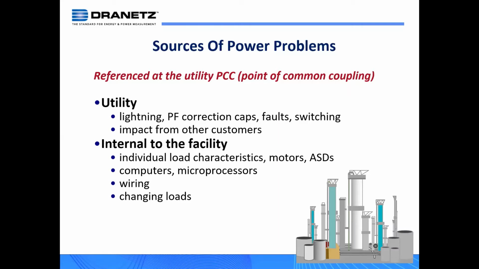Well, virtually anything can happen downstream in the facility. But you tend to have individual load characteristics: motors, adjustable speed drives, computers, microprocessor controlled things, wiring, changing loads. So any type of load that you have downstream or wiring can become the potential for an issue. So it's important to understand these references here, because we're going to be referencing them later.